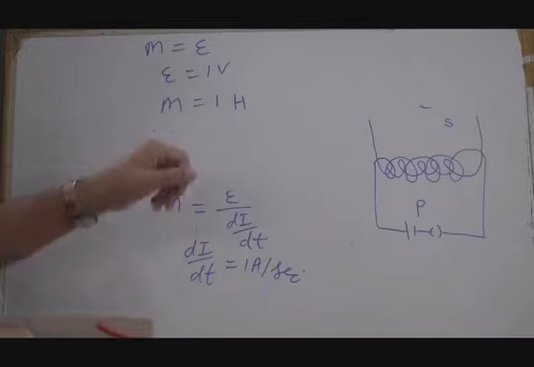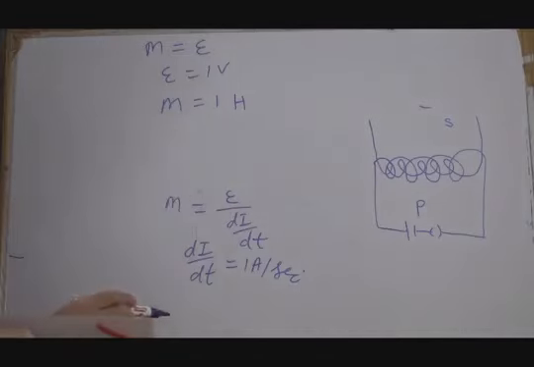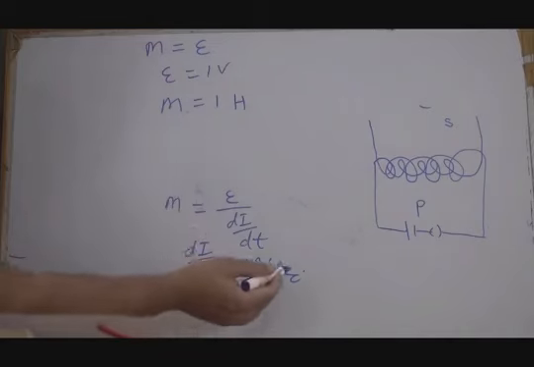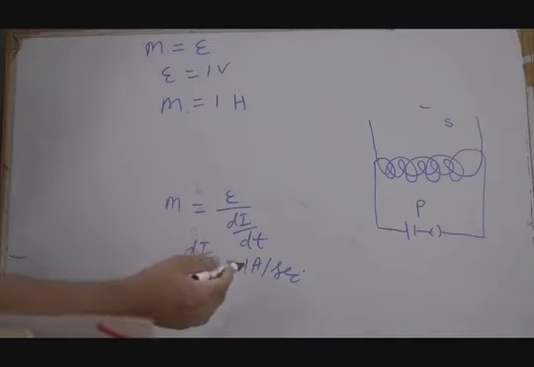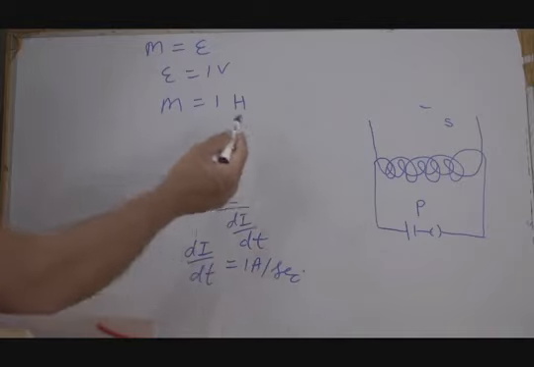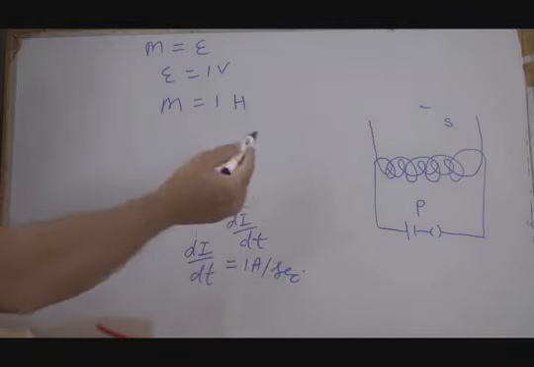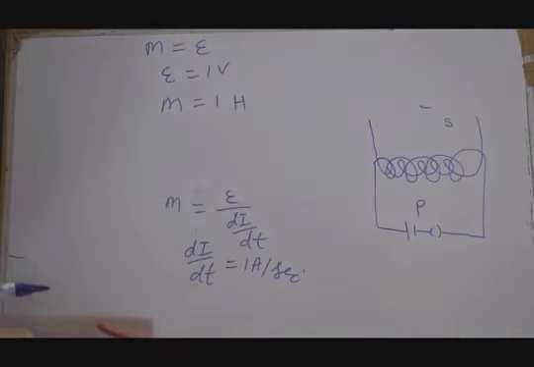If this 1 volt EMF is induced in the secondary when the rate of change of current in the primary is 1 ampere per second, that is, if the rate of change of current in the primary is 1 ampere per second and in the secondary 1 volt EMF is induced, then the mutual inductance of those two coils will be 1 Henry.